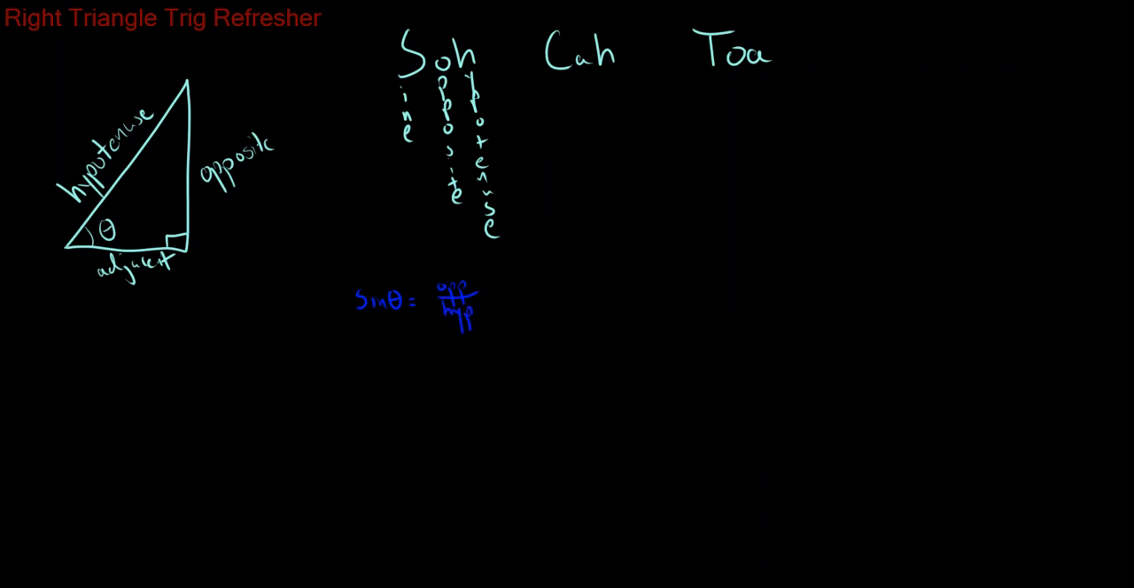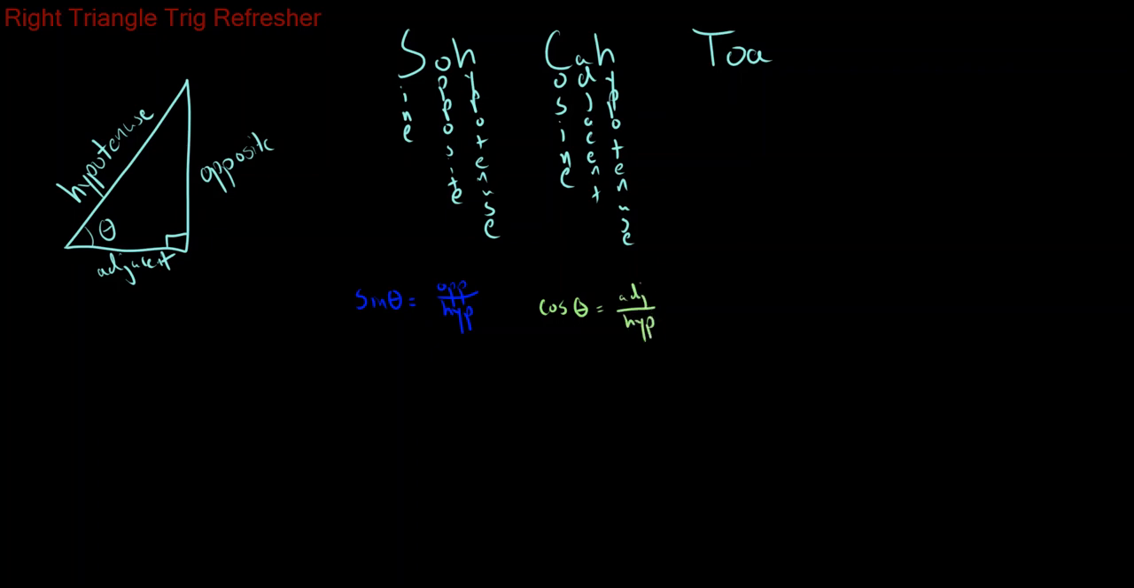And our next part, CAH, is cosine. Cosine is the adjacent leg over the hypotenuse. And we shorthand this. The shorthand for cosine is cos, so cosine of theta is adjacent over hypotenuse.